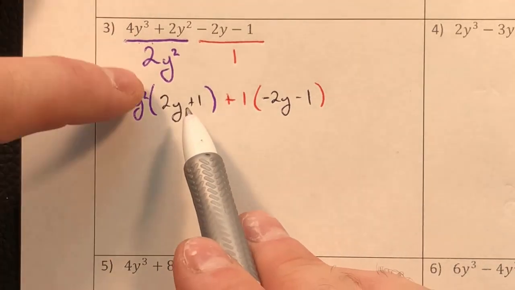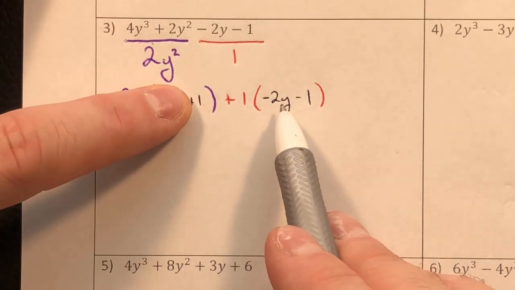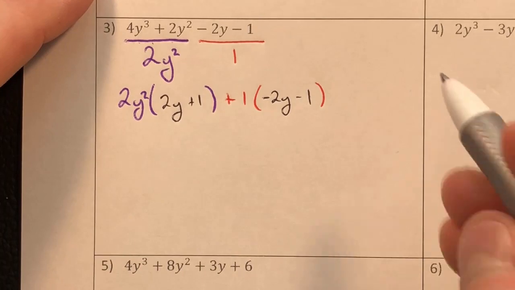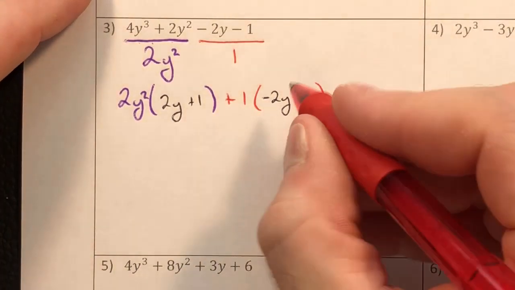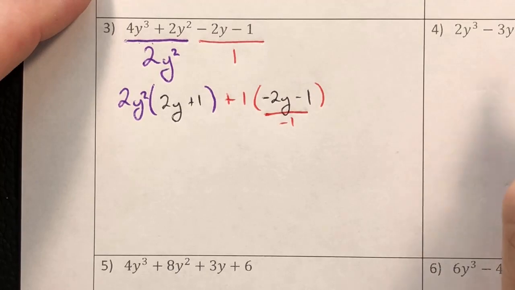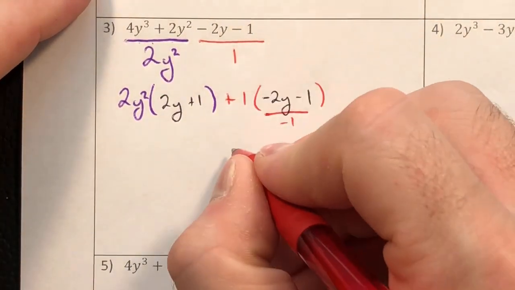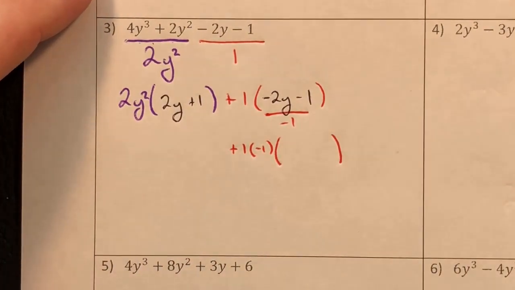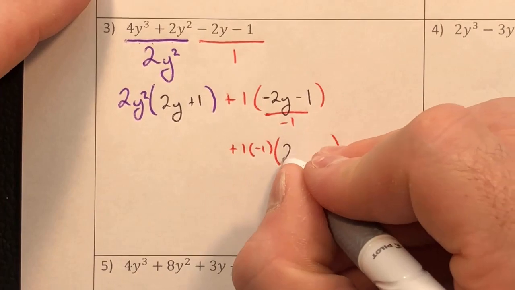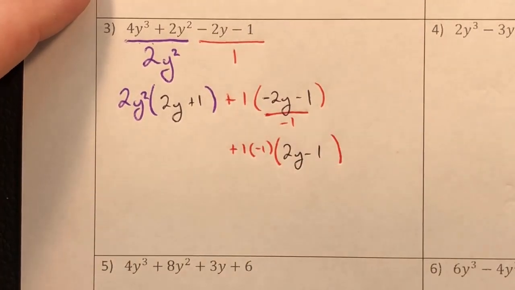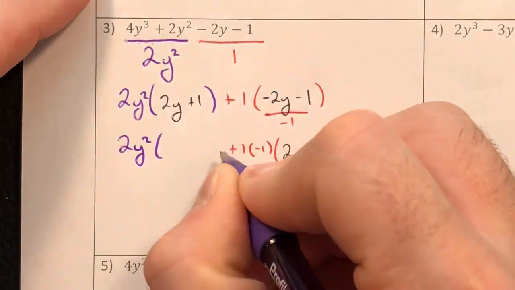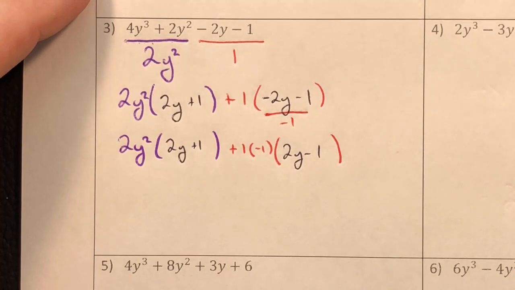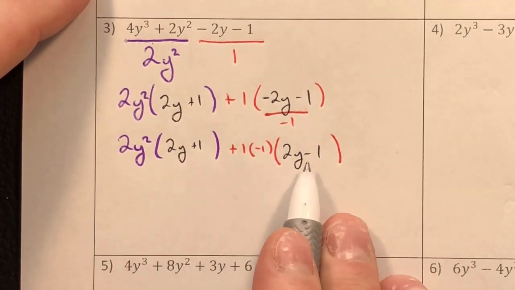But what I notice is that I have a 2y and a 2y, a 1 and a 1, but between the two terms, the signs are wrong. So all I'll do right here is pull out an additional negative 1. And so when I pull out the negative 1, I'll have a positive 1 times negative 1. And then I'll have my general expression. This will now become a 2y minus 1. This over here stays exactly the same, so 2y squared, 2y plus 1. And now at this point, I see that both expressions have a 2y plus 1.